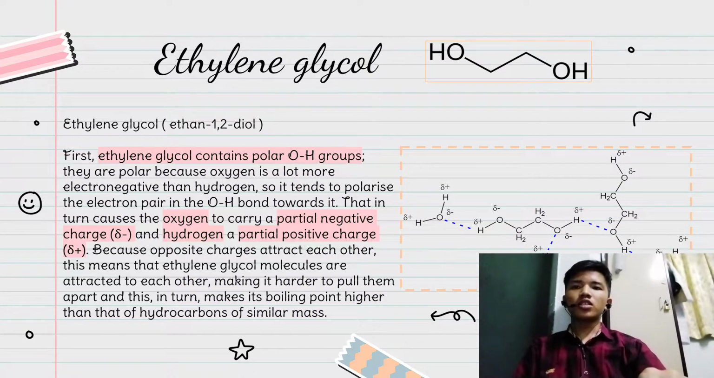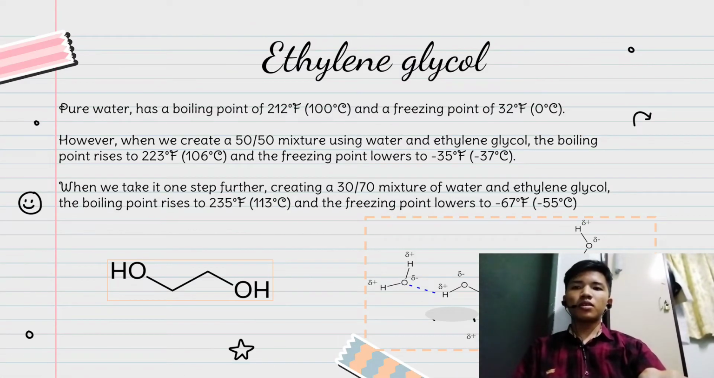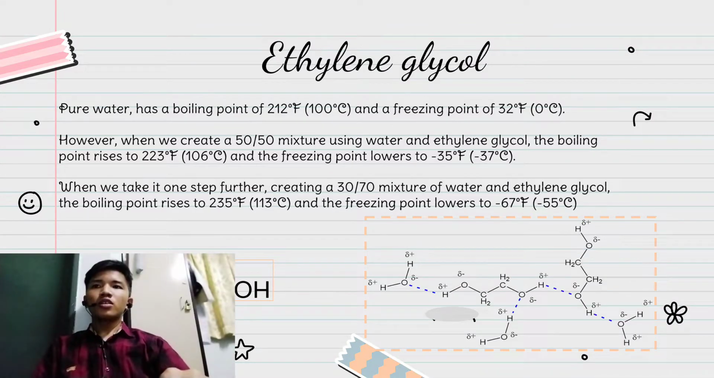Because opposite charges attract each other, this means that ethylene glycol molecules are attracted to each other, making it harder to pull them apart, and this in turn makes its boiling point higher than that of hydrocarbons of similar mass. So, pure water has a boiling point of 212 degrees Fahrenheit, which is 100 degrees Celsius, and a freezing point of 32 degrees Fahrenheit, which is 0 degrees Celsius.